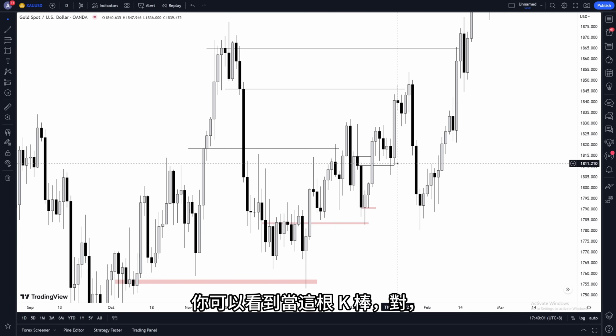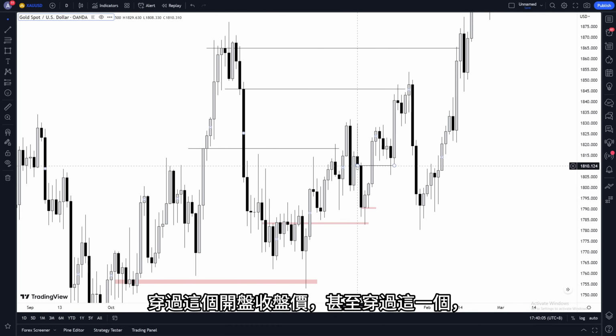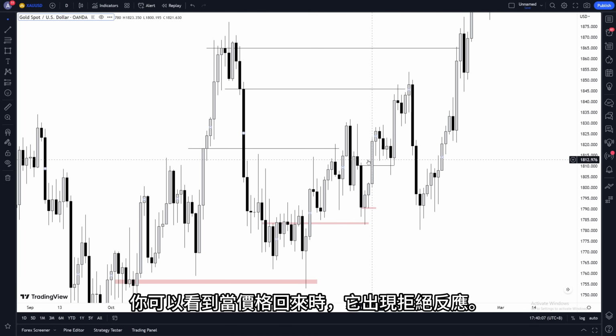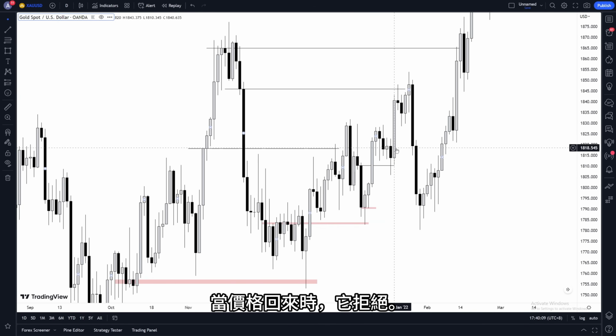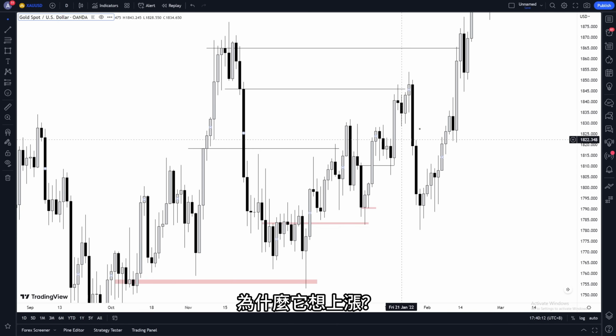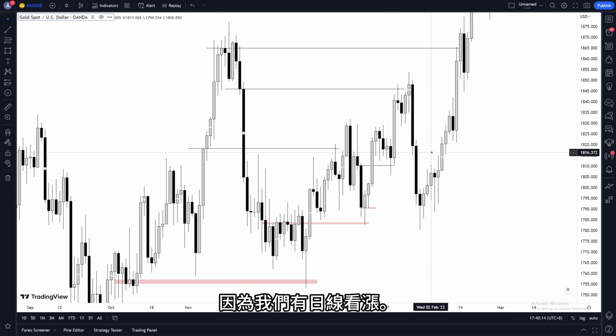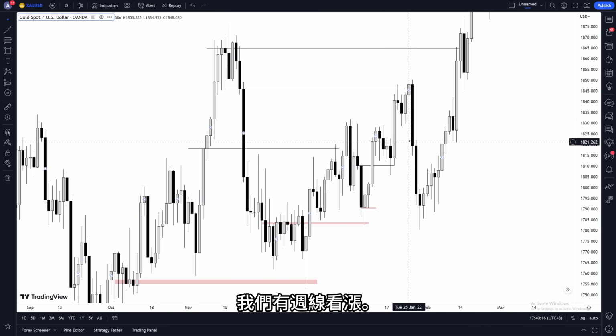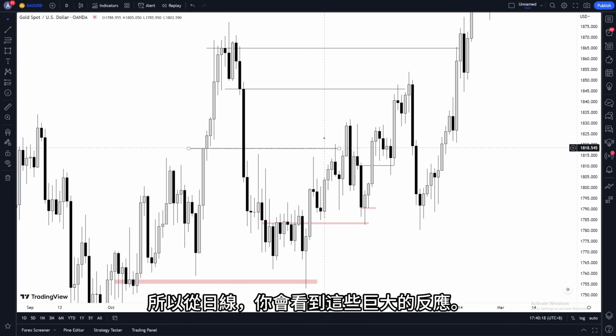And you can see how when this candle right here crosses this open close, even crosses this one, you can see when price comes back, it rejects. When price comes back, it rejects because it wants to go up. Why does it want to go up? Because we have ourselves a daily bullish. We have ourselves a weekly bullish. So from the daily, you're going to see these huge reactions.